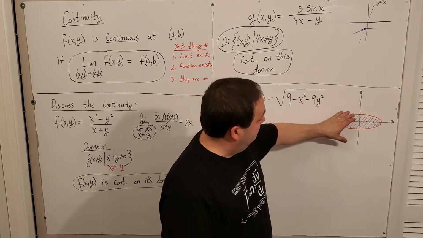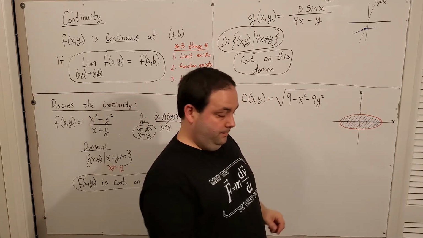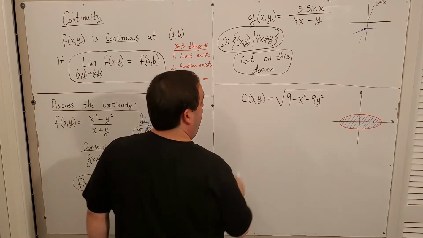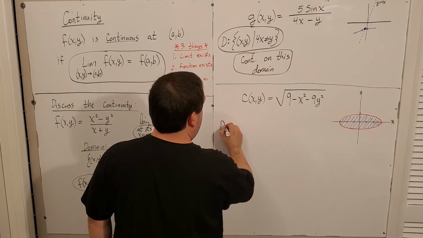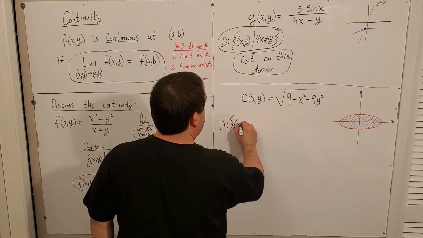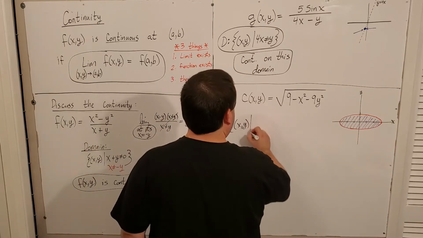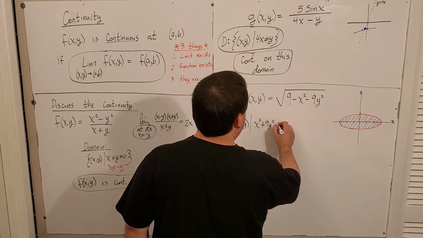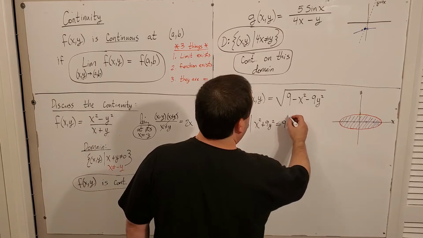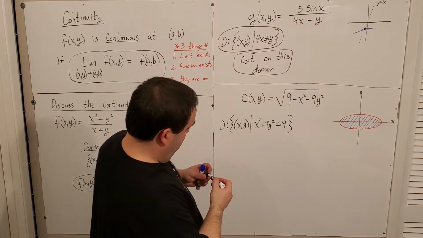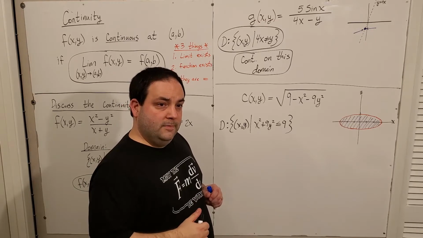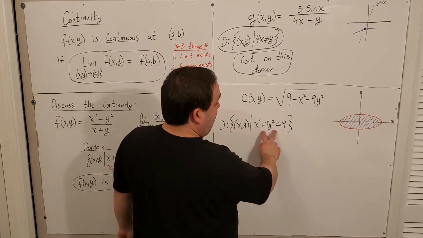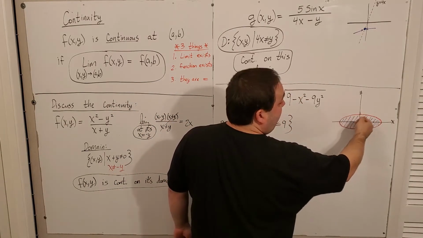Well, look at the domain. This is the domain of this function, right? I have to have this thing non-negative, right? So my domain is the set of all points x, y, such that x squared plus 9y squared is less than or equal to 9. Like this. Because I have to have the inside non-negative. So in other words, what I end up with is this ellipse in the plane and everything on the inside.